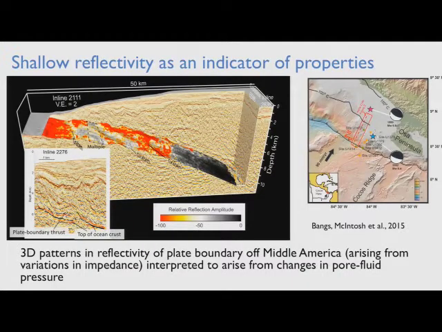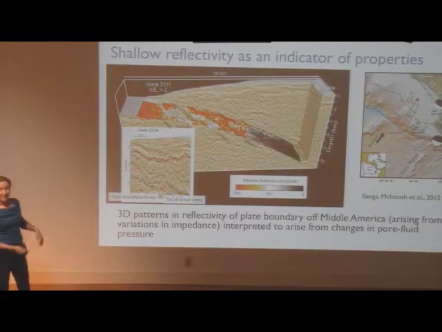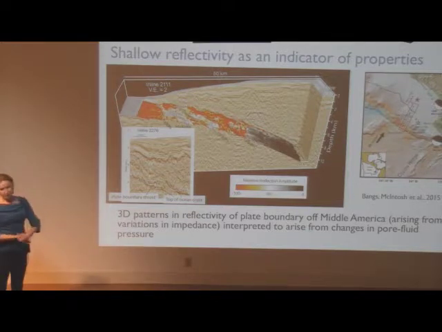If you have 3D data, this is from some really nice new results from Nathan Banks and his colleagues, from a 3D data set they collected off of Costa Rica. They also see changes along strike and down dip, they think, in the shallow plate boundary properties. Here we're looking at a slice along what they interpret as their plate boundary through this three-dimensional seismic reflection volume, and what they're plotting is the reflection amplitude. Based on what we've talked about here and in other talks, the amplitude of those reflections is going to be based on the contrast in properties there.